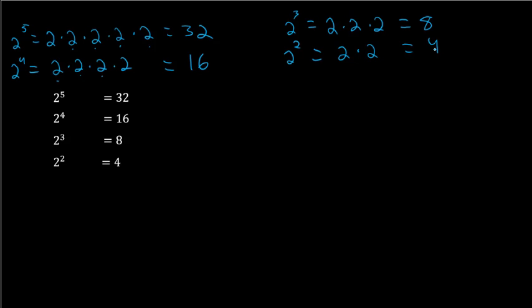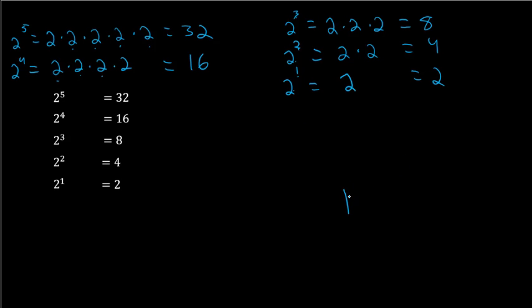All right, keeping the pattern going, what if we said 2 to the 1st power? Well, that means we only have one 2, right? So like 2 to the 2nd power is 2 2's, 2 to the 3rd power is 3 2's. 2 to the 1st power, that would be one 2. So that would equal 2. So anything to the first power is going to be what you started with.